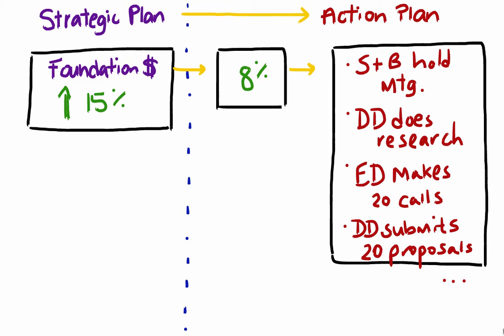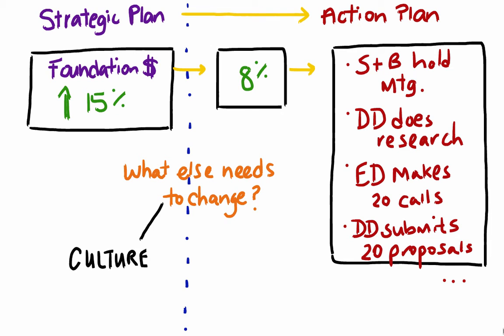There's one final step here, and it's one that most organizations miss. You want to ask yourself, what else needs to change? You can have the smartest strategy in the world, and if your culture and leadership don't reinforce the right behaviors, you're going to miss a trick.